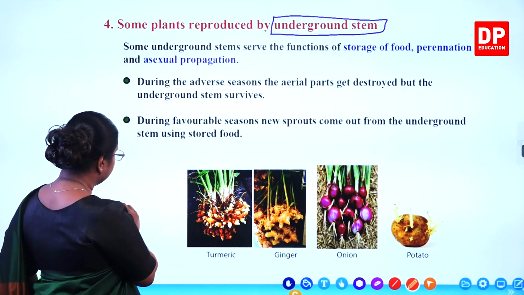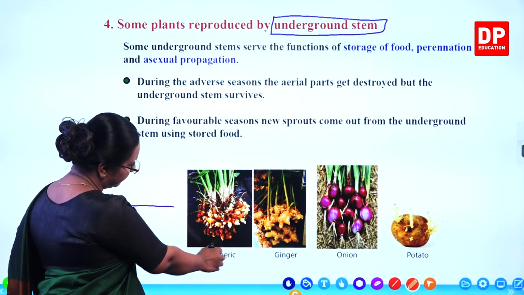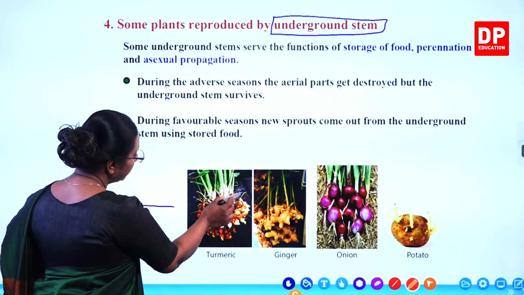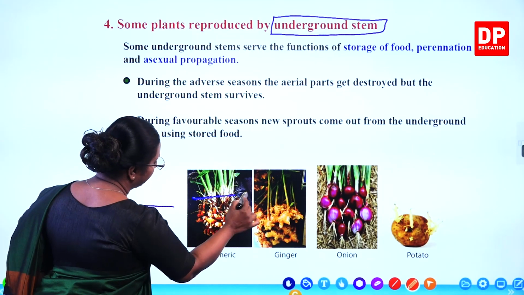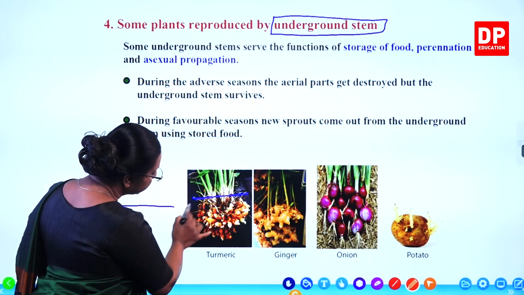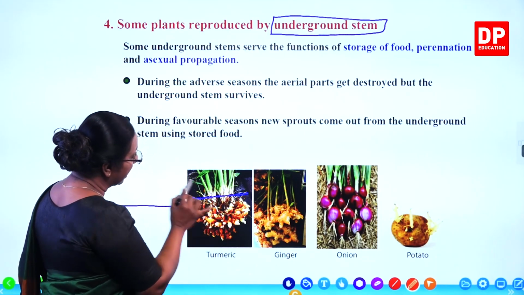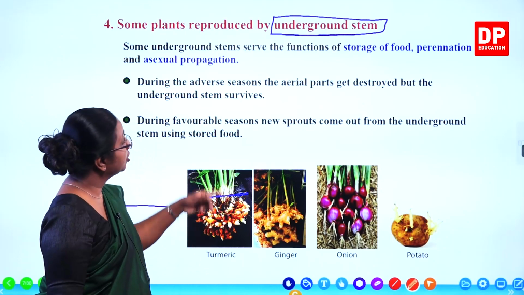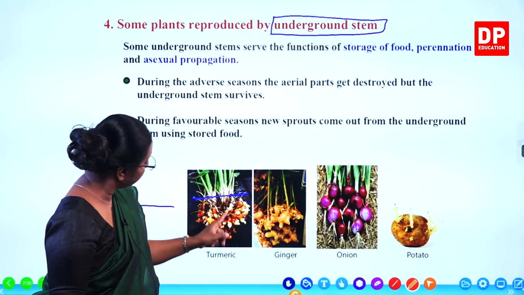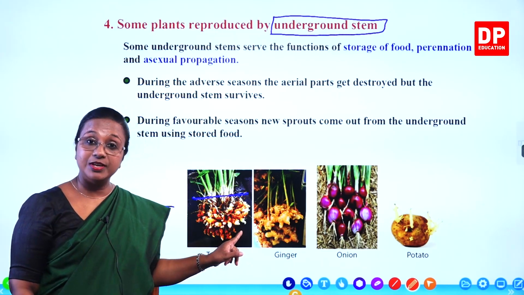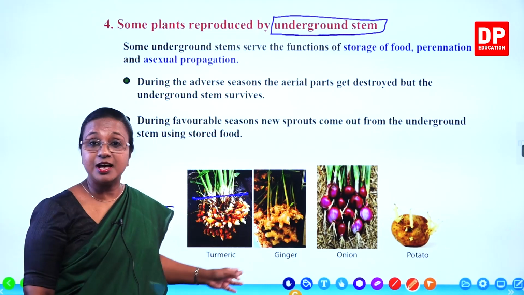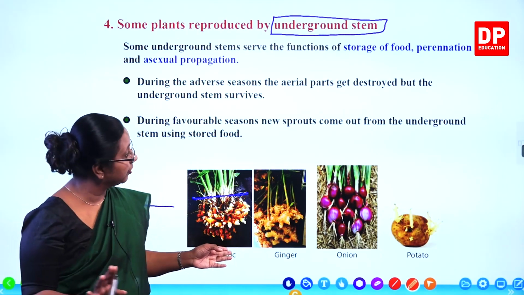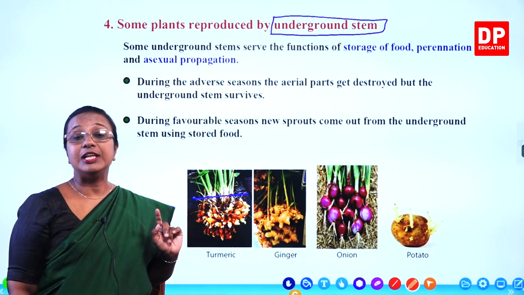Now let's take a plant, the first example, turmeric. In the turmeric plant, you can see this part is above the ground, and this part, the stem, is the underground stem, below the ground, and it stores food. So it is an underground stem with food storage. That is why we use turmeric and ginger for cooking purposes. That means they store food, and they are useful in perennation.